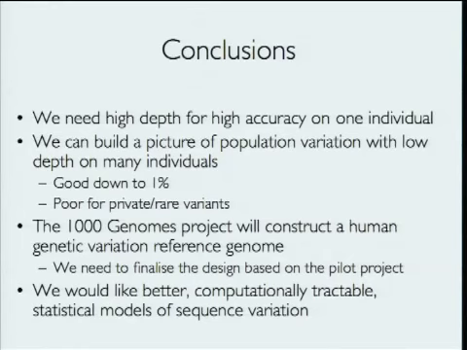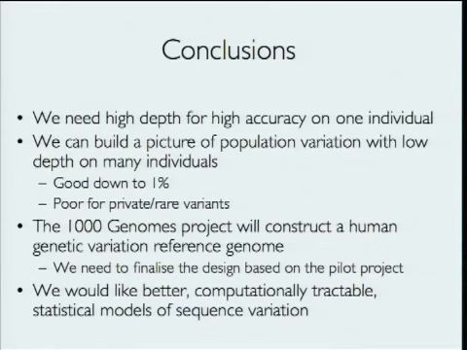I wanted to raise those as issues. So the conclusions are: we need high depth for high accuracy on one individual, but we can get high accuracy. It's a good message actually from the first part of the talk. We really can get very highly accurate information. On the other hand, if we want to be efficient, in terms of fitting the distribution, we can build a picture of population variation with low depth on many individuals, and that'll probably be good down to some level, 1% in the case that I'm kind of aiming for, but it's probably a question of design how to get at this. But it's going to be poor outside that. There's going to be a trade-off, poor for private or rare variants.